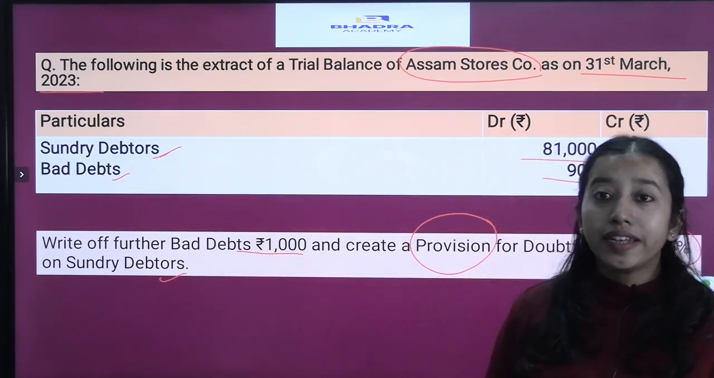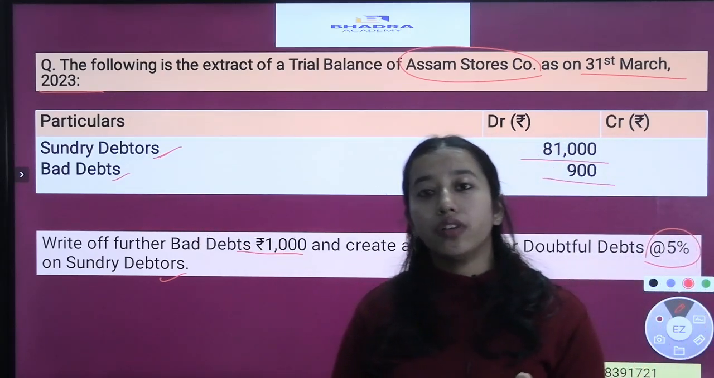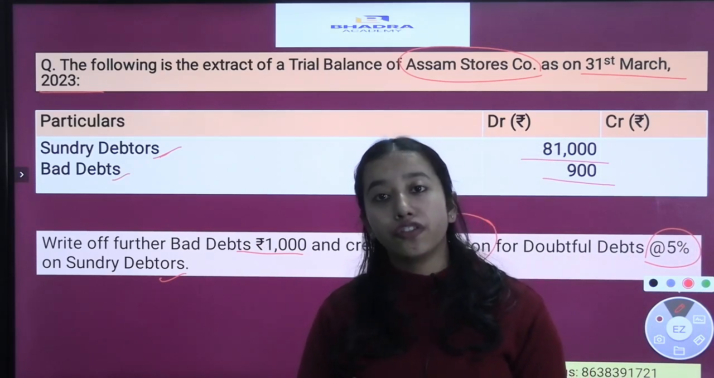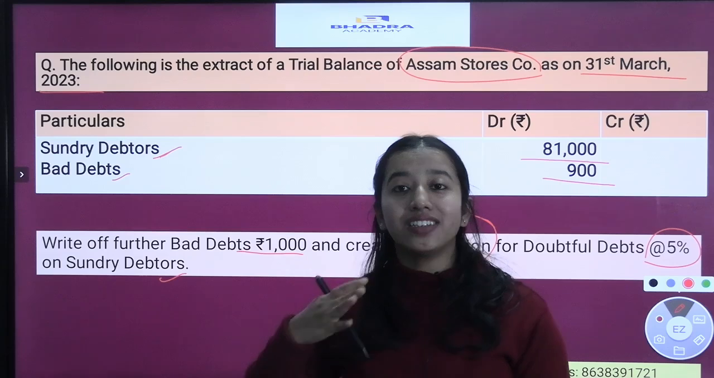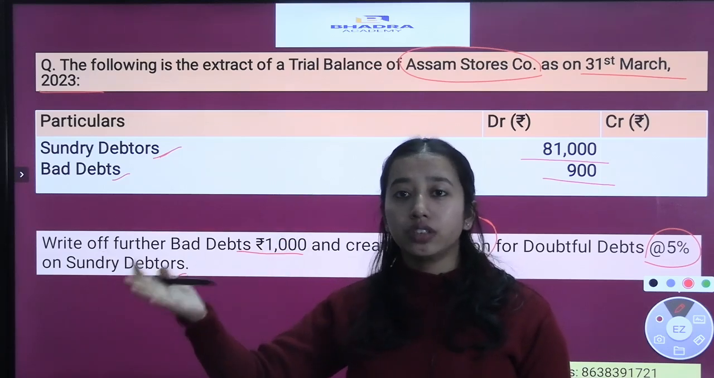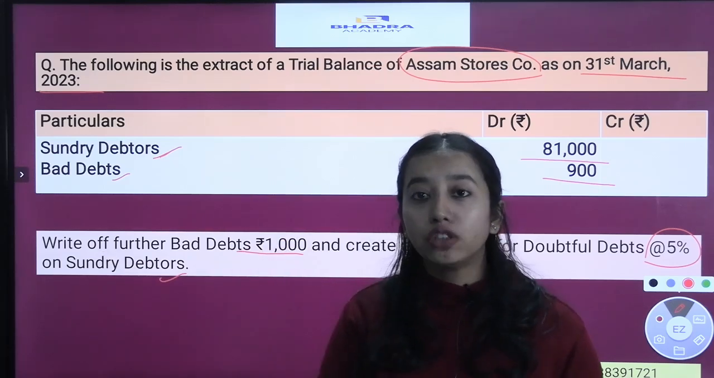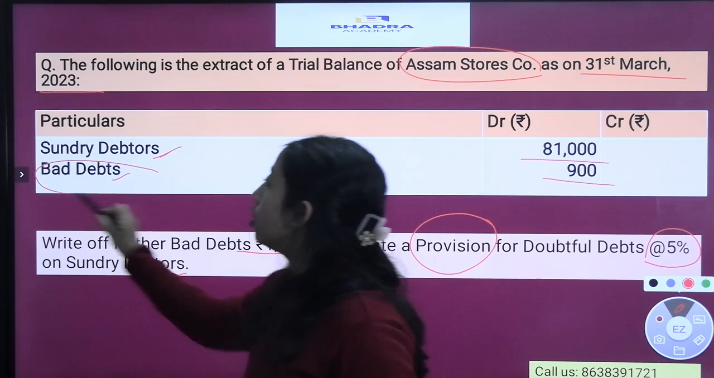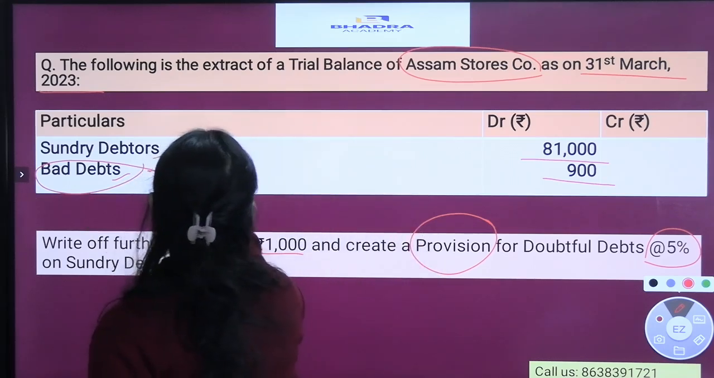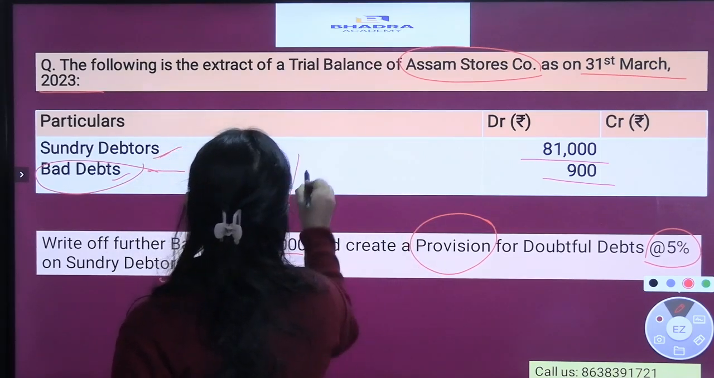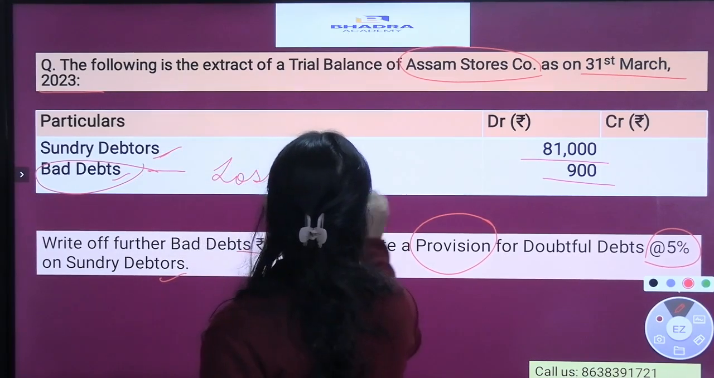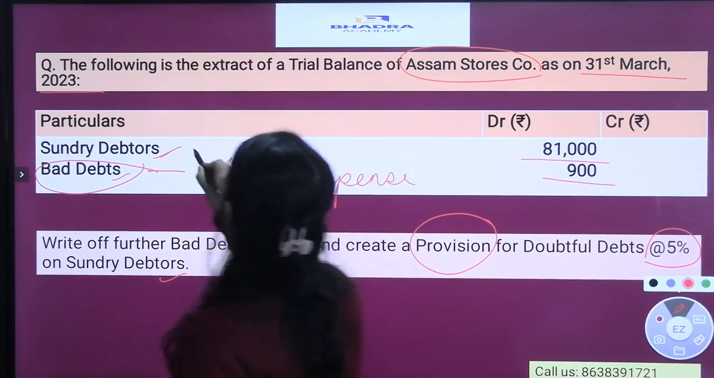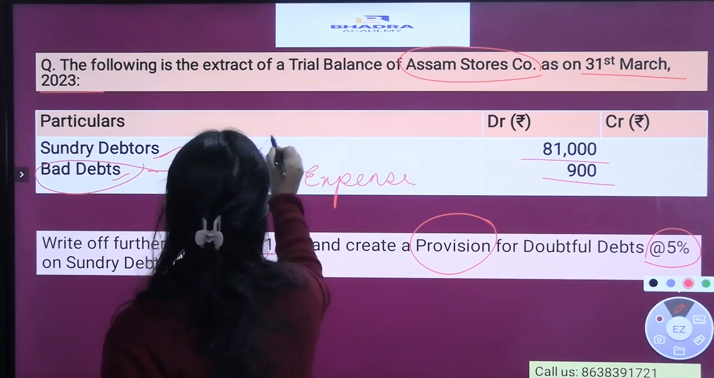And what is bad debt? Bad debt is the money that the business cannot recover from the debtors, because the debtors, for various reasons, cannot pay or are unwilling to pay back the business. That amount of money is known as bad debt. So bad debt is a loss for the business, or we can say an expense, and debtors are the assets of the business.